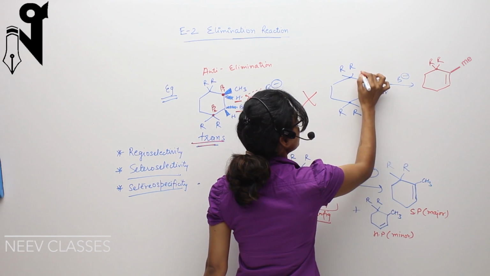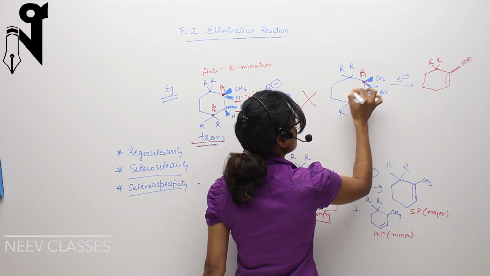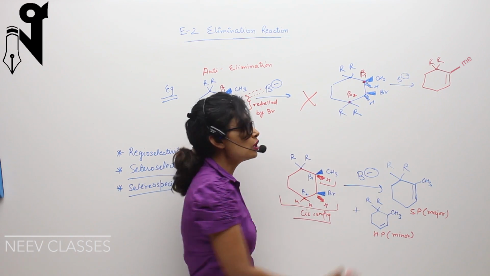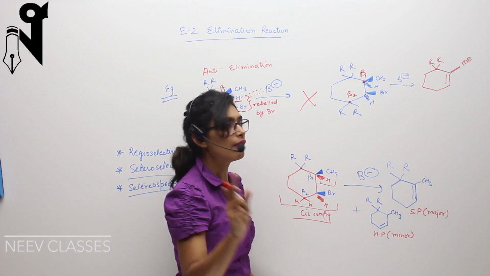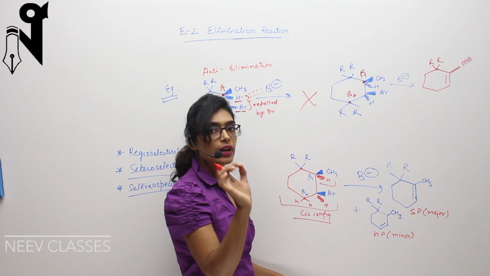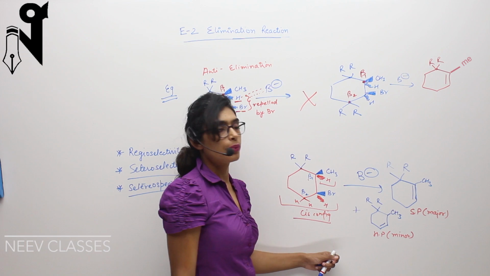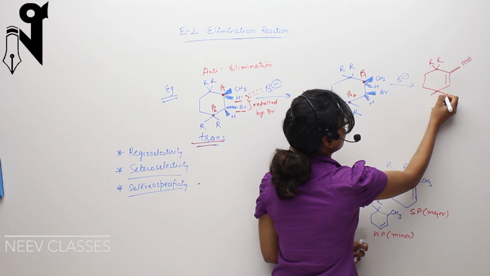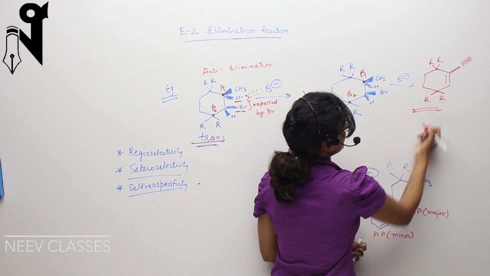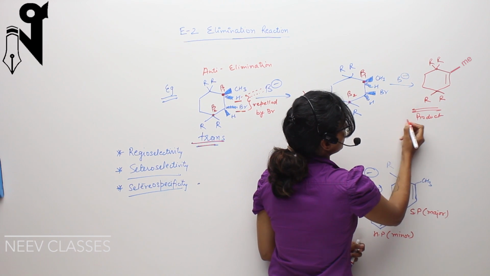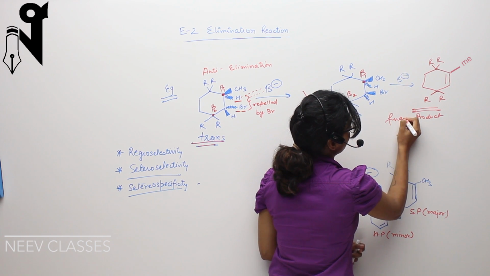So it has two beta carbons. This is beta 1, beta 2. Beta 2 cannot participate in the reaction because it doesn't have hydrogen, so the reaction will happen only with beta 1, and the removal of this hydrogen will take place because it is in the opposite direction with respect to the bromine. So this double bond will form and the reaction will take place. So the product will be your final product.